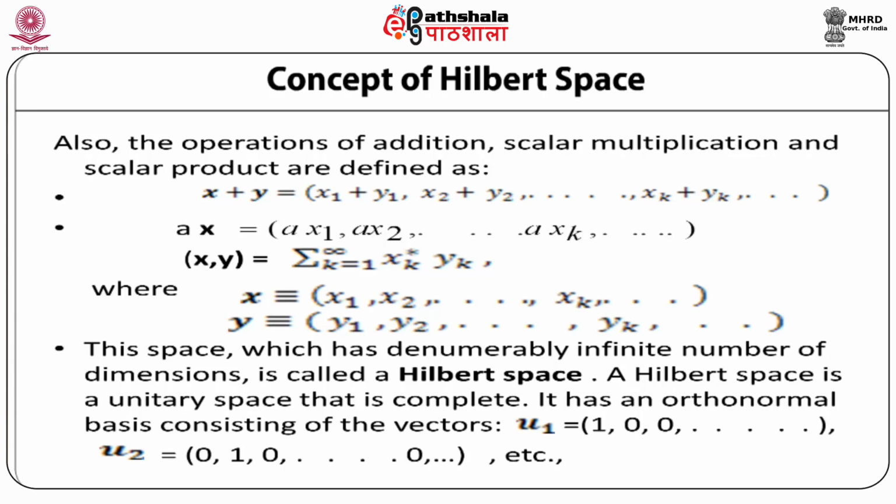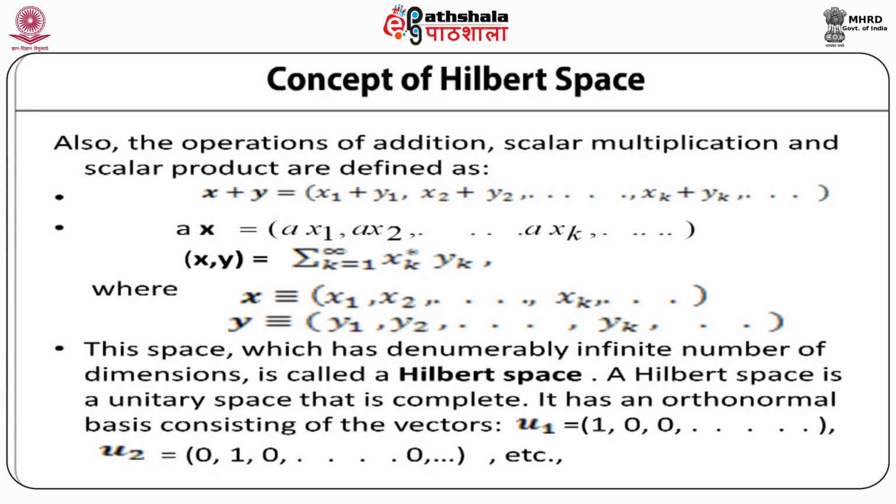This space which has denumerably infinite number of dimensions is called a Hilbert space. A Hilbert space is a unitary space that is complete. That means it satisfies the property of completeness and is unitary.